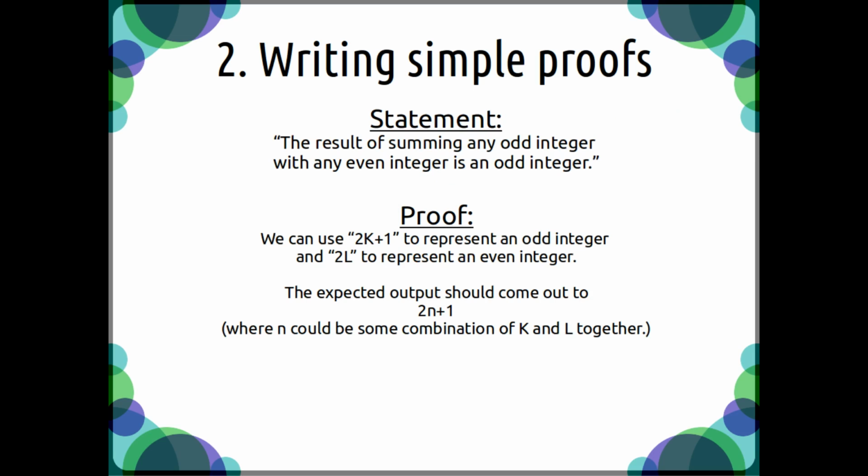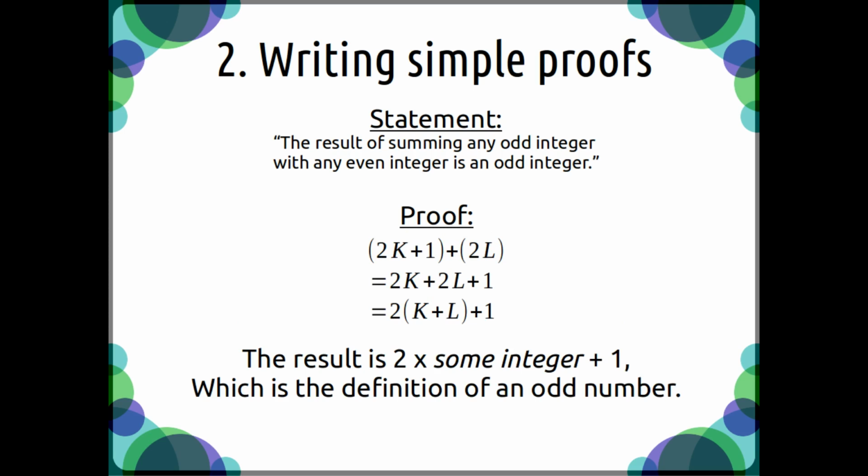We'll have to think of these in terms of 2k plus 1 and 2l to represent our even and odd integers. And we need to recognize that the outcome should be in some form of 2n plus 1, where n is probably something like k and l combined. So we start by changing the concept of odd plus even into a mathematical statement.